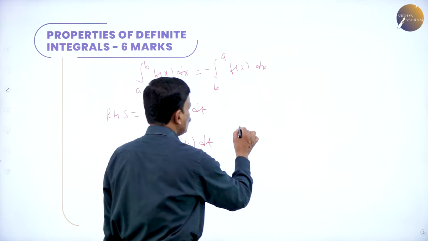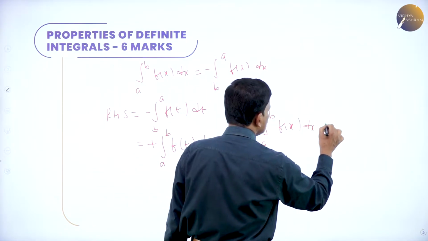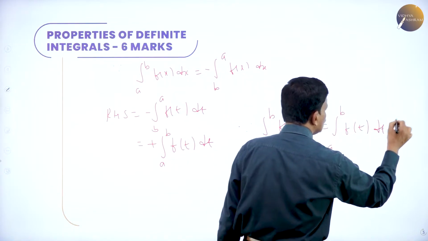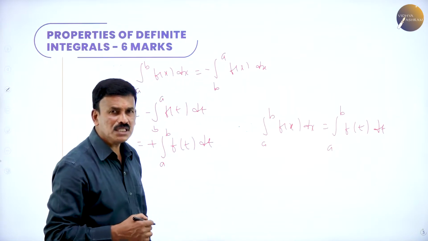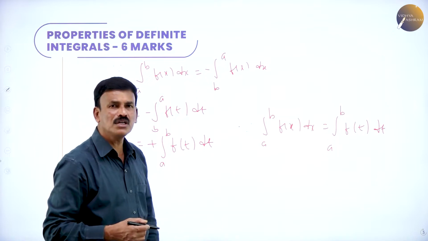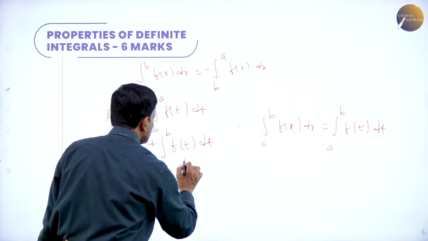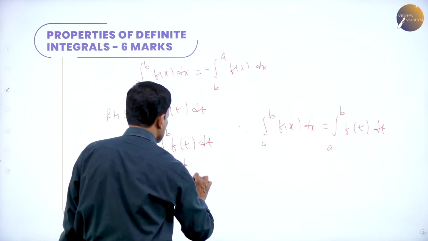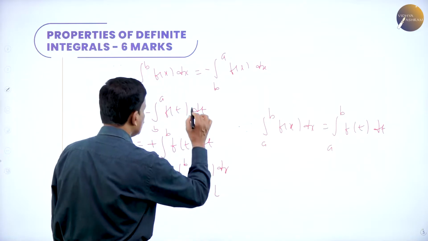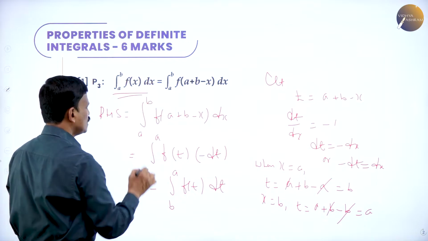Since we know one more property, integral a to b f of x dx is also equal to integral a to b f of t dt. So this can also be written as integral a to b f of x dx. This is nothing but the required LHS. See, what is LHS? Integral a to b f of x dx.